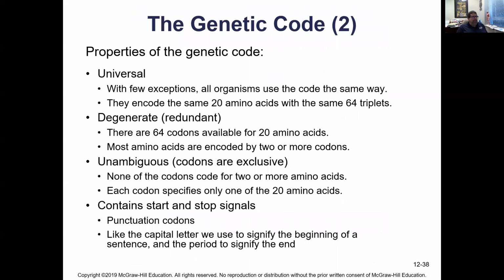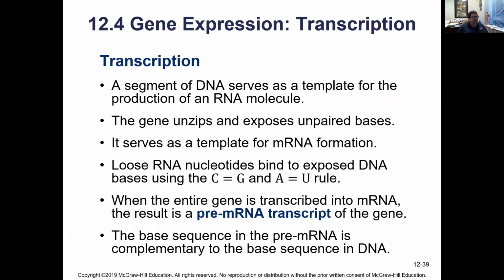Okay, so this universal code is universal with a few exceptions. All organisms use the code the same way. They encode the 20 amino acids in these 64 triplets. There's redundancy in some of those, right? Most amino acids are encoded by 2 or more codons. None of the codons code for 2 or more amino acids, so they're all specific. And then we had our ending punctuations here.